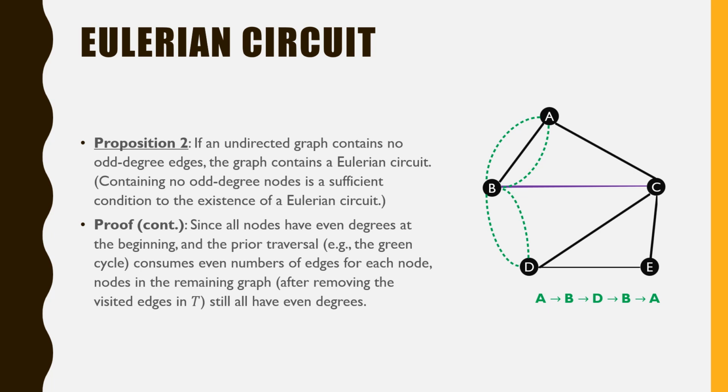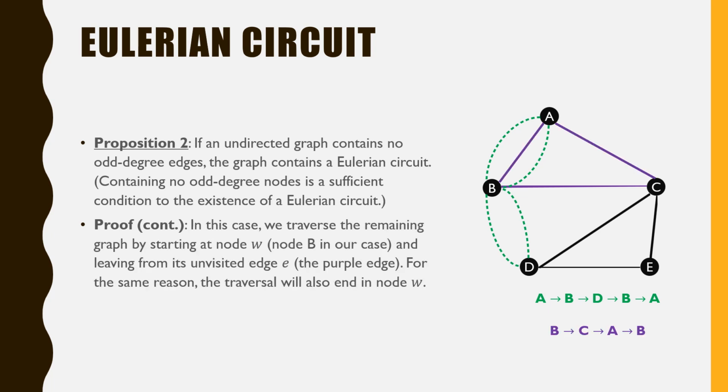Because T forms a cycle, it must consume an even number of edges from each node it touches, one for entering and one for exiting. Because all nodes in the original graph had even degrees, removing edges in T still leaves them with even degrees. Thus, after removing T, all remaining nodes in the graph continue to have even degrees.